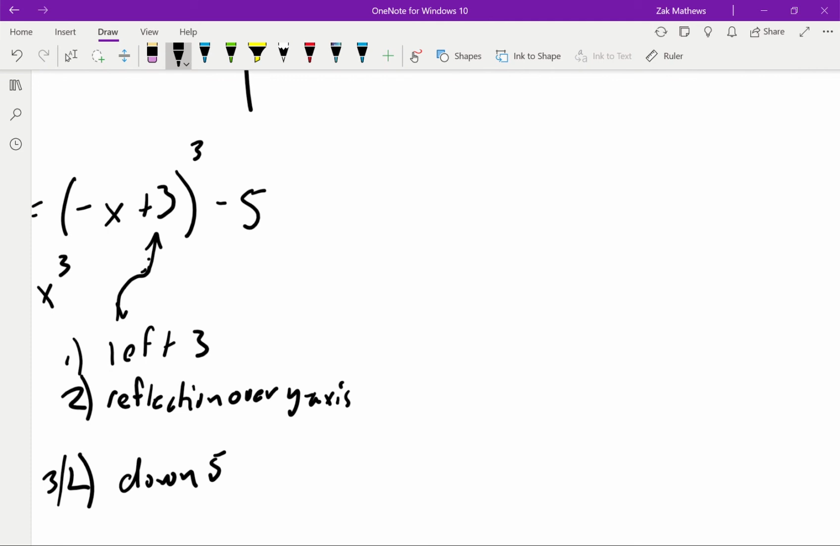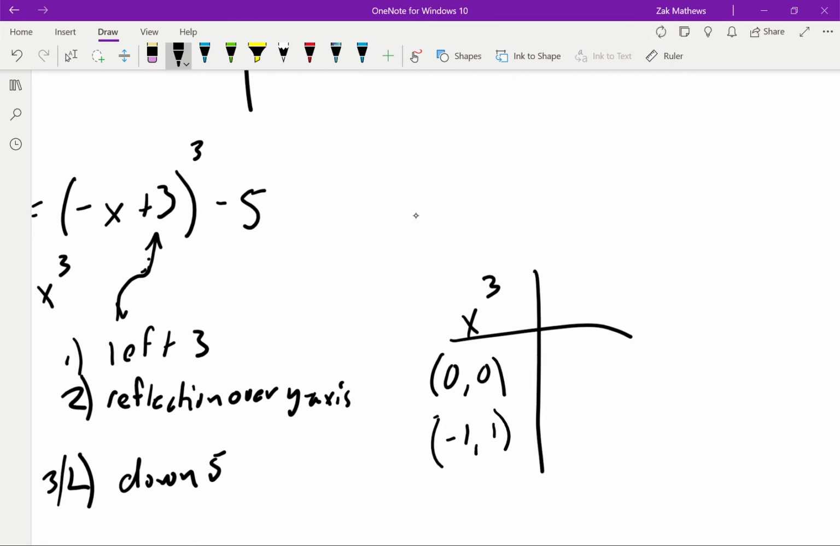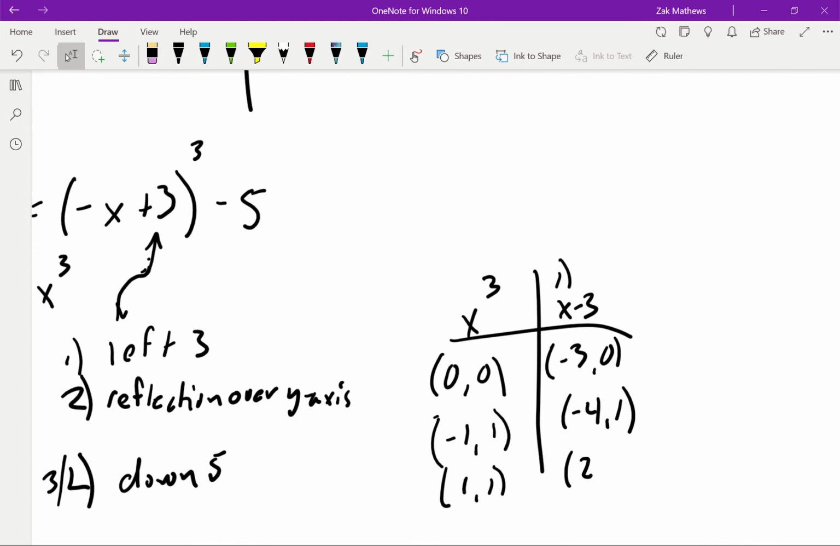So I've listed out my steps. Now I'm going to graph, and I'm actually going to set the table up on this one, just to, again, spread things out a little bit and make it a little more clear. So now x cubed has the points (0, 0), (-1, -1), and (1, 1). The first thing I have to do, left 3, tells me to subtract 3 from all my x's. It's exactly the opposite of what it initially told me to do. So I'd have (-3, 0), (-4, 1), and (-2, 1). Nope, try that again, (-2, 1).